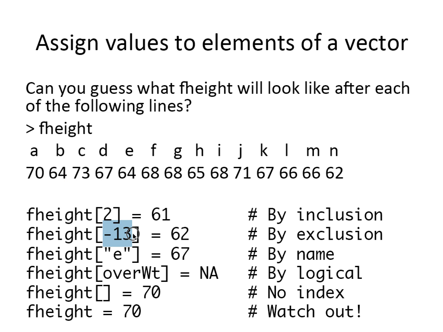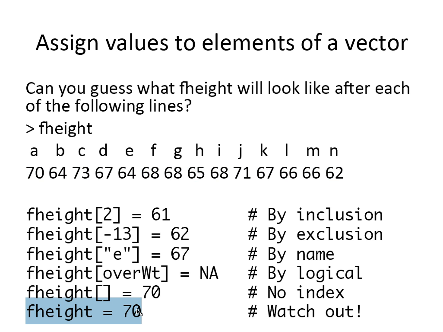You can say assign everything except the 13th value to be 62. So we'll go ahead and do that. The eth named one should be 67. It'll overwrite that one. Take all the truths in overweight, and anywhere the index matches the index value for a true in overweight to f height, write that as an NA. If you say nothing here, what it means is make them all 70. So you just write every single one as 70 here. So we'll get all of them.